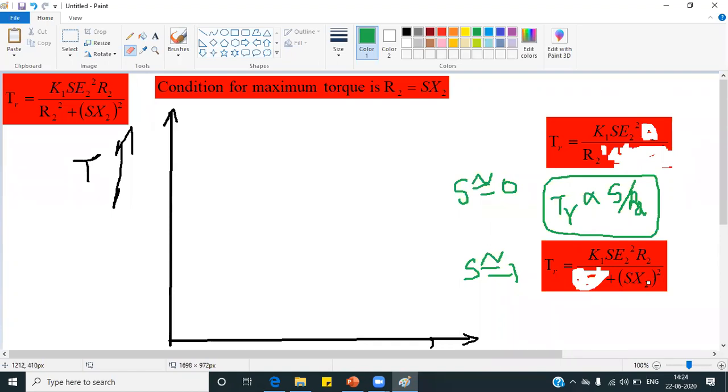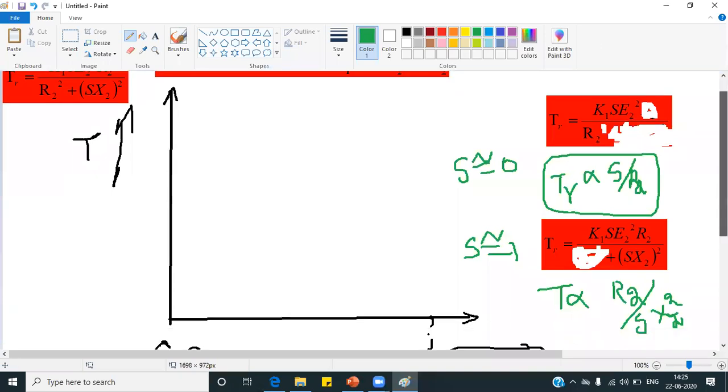Now see, if you see this equation, I will write it. T is proportional to S square... so in the numerator you will have R2, divided by, in here S square and S, so you get only S in the denominator and S X2 square. Right, so this is it.